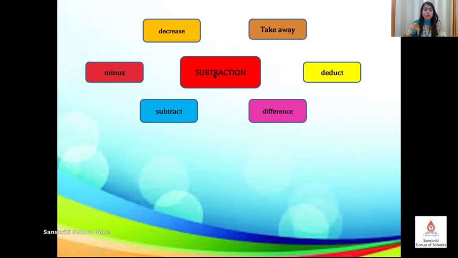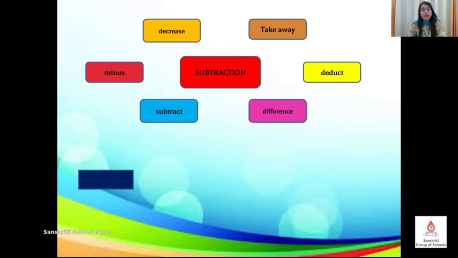When you see decrease means we have to do subtraction, minus again subtraction, subtract, subtraction, difference again we have to do subtraction, deduct again means subtraction, and take away means subtraction. Now do you know what is the sign of subtraction? Yes, you are correct. We use minus. We use this sign for subtraction. This is known as the minus sign, the subtraction sign in maths.